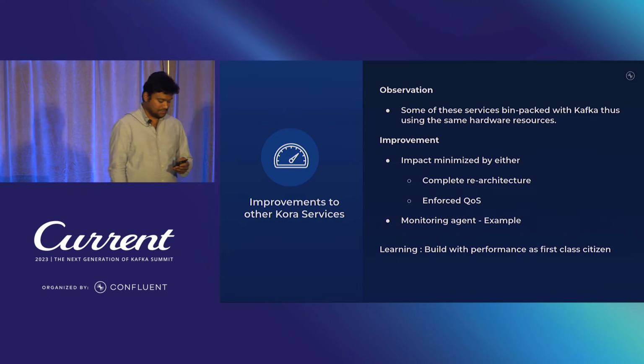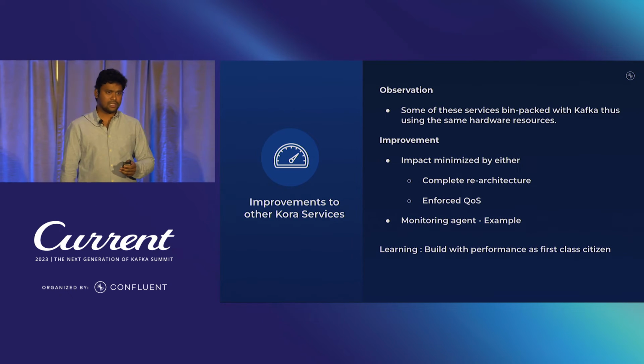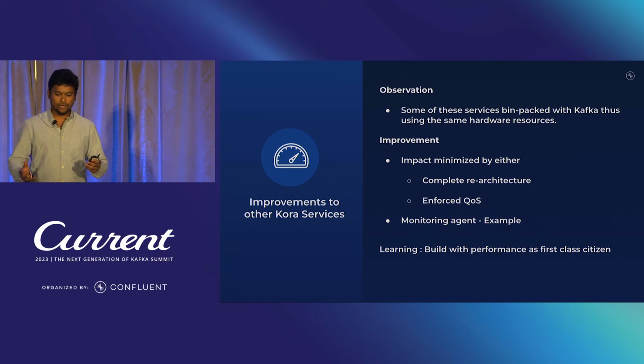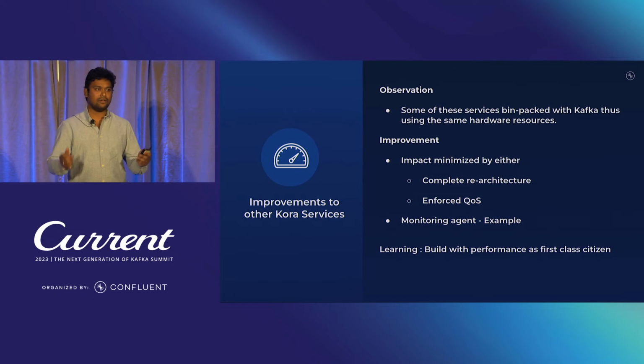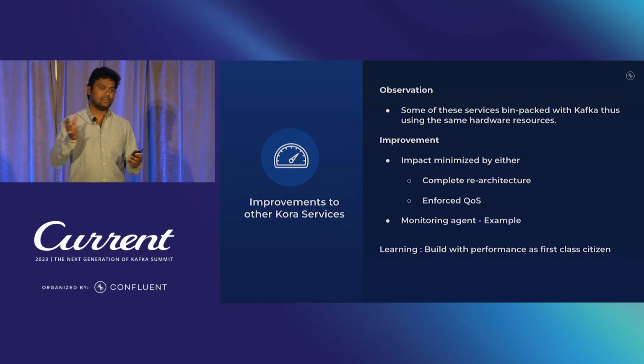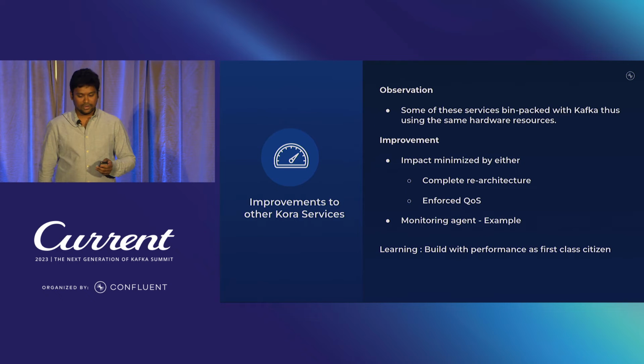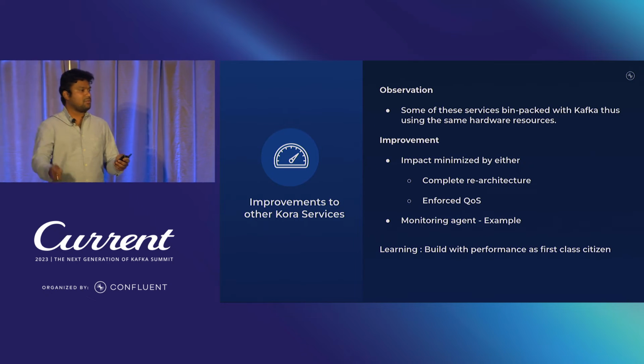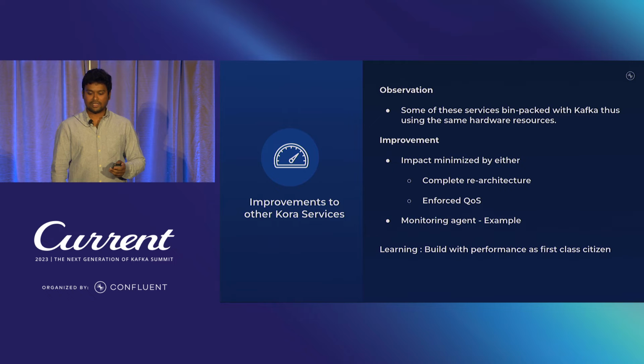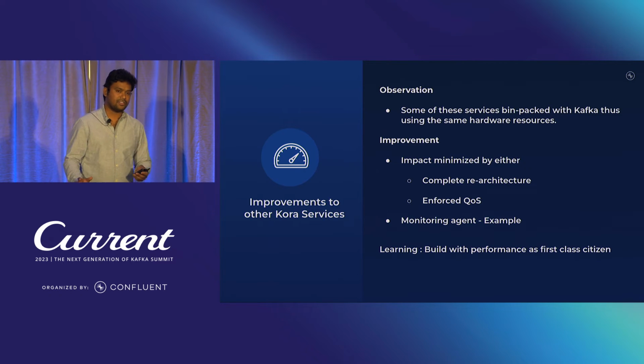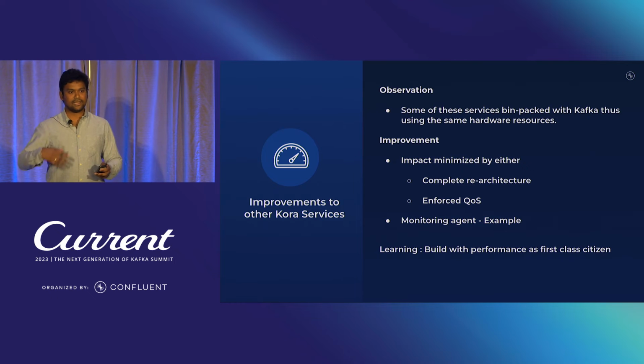So what did we do here? One observation was some of these services are actually bin packed with Kafka because of the environments that we use. Bin packing is a Kubernetes thing where you have an agent sitting alongside Kafka, and it's using the same hardware resources as Kafka. So either we completely re-architected some of them, or we enforced QoS by setting the request limits, resource limits, and stuff like that.